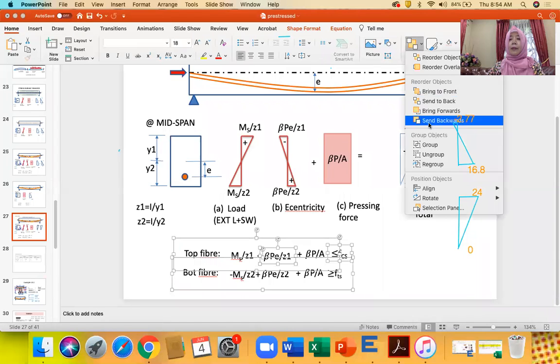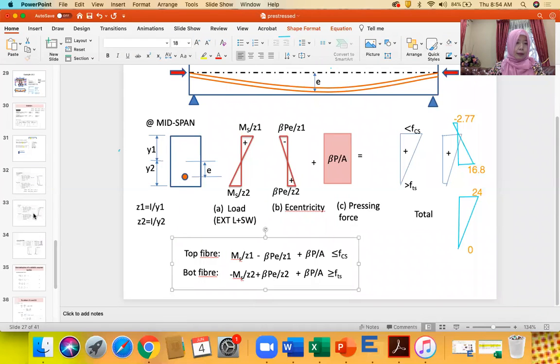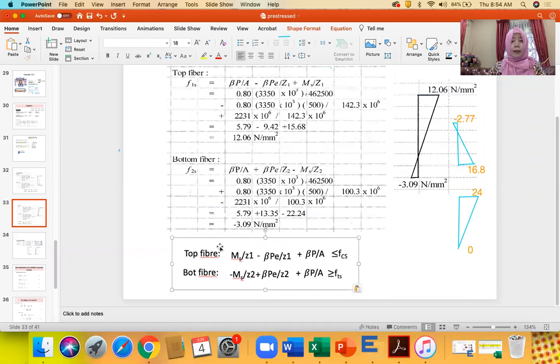Okay, we have this formula. Copy. Now we have the formula we derived yesterday for the top fiber: F1S equals minus MSZ1 minus beta PEZ1 plus beta P over A. We have already got the values we calculated earlier, so we replace the respective symbols here. Beta we got 0.8, P is 3.50, and so on. Then we have the value 12.06 here.